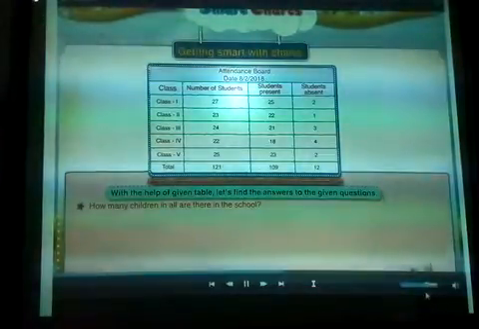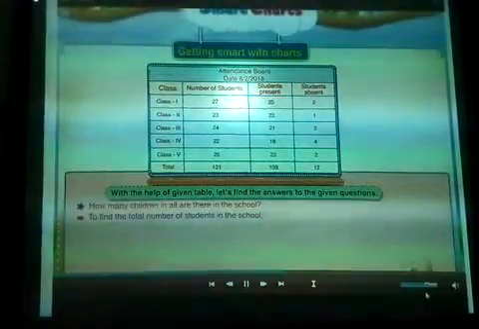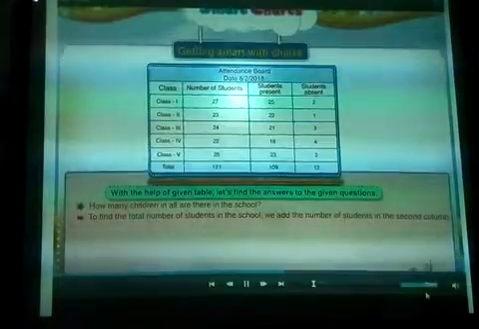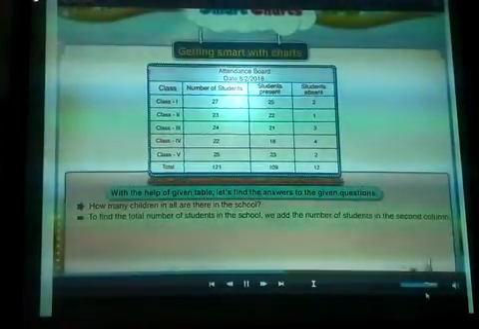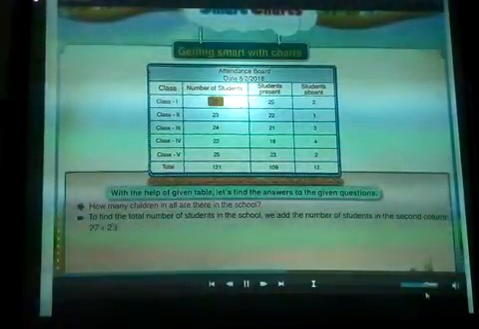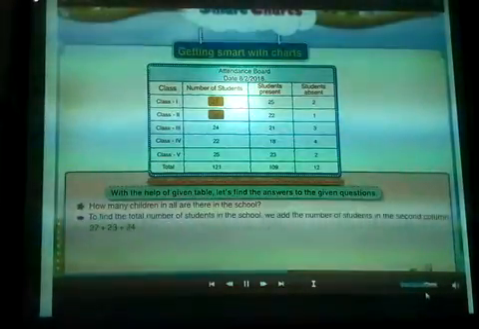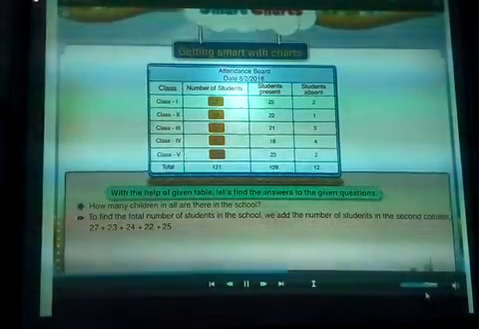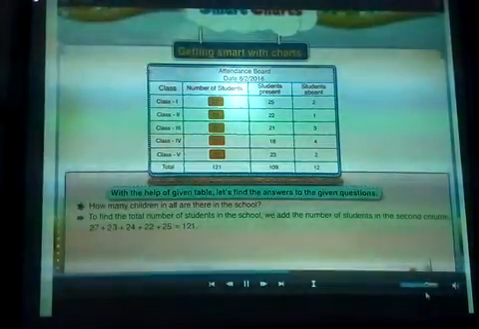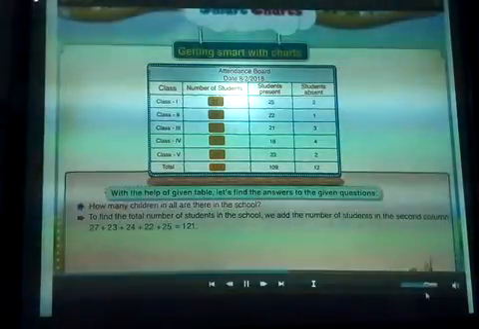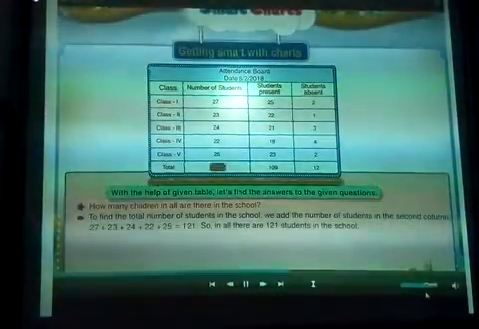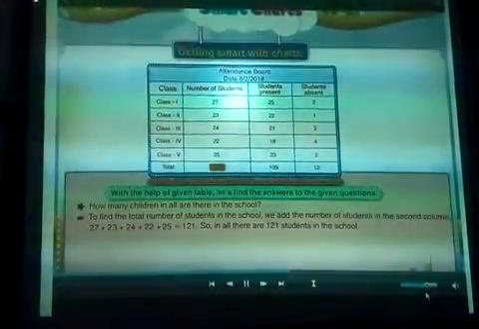How many children in all are there in the school? To find the total number of students in the school, we add the number of students in the second column. That is 27 plus 23 plus 24 plus 22 plus 25. That is equal to 121. So, in all there are 121 students in the school.